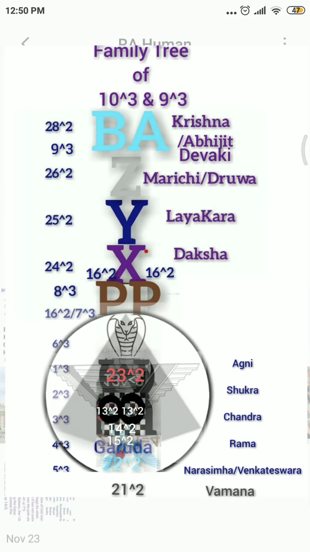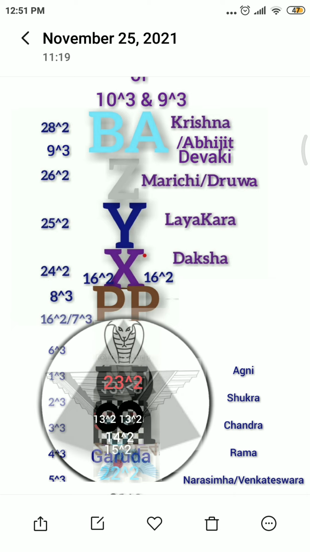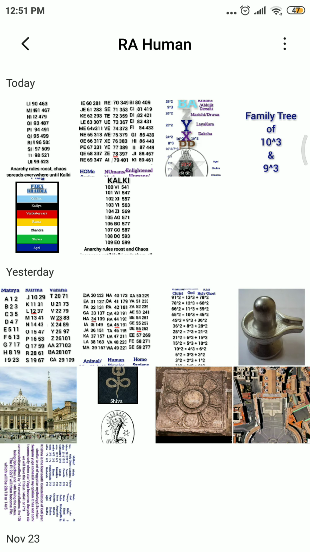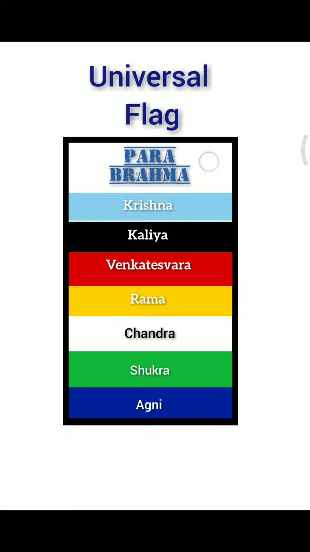But how wonderful this family is, the family of 10 cube and 27 square. The reason why we confuse 27 squared is that when you look at the flags, Chandra is white, Saraswati is white. So we get confused. We confuse Chandra with Saraswati, or Saraswati with Chandra. They are quite entirely different things.